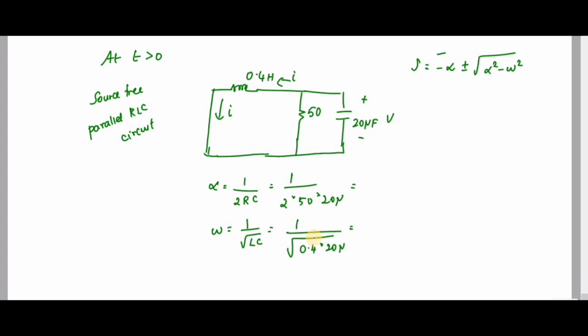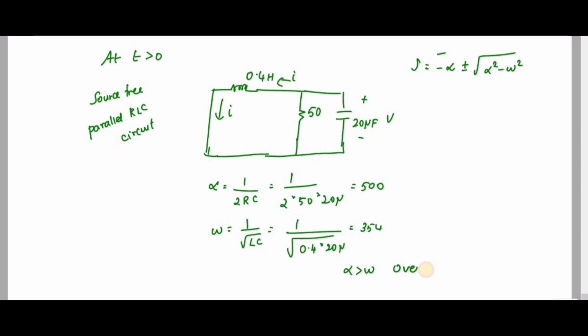So give me a time. So you can see for a parallel circuit, alpha value is always 1 divided by 2RC. Okay, so this you have to remember. So alpha is 500 and omega is 354. So you can see alpha is greater than omega.